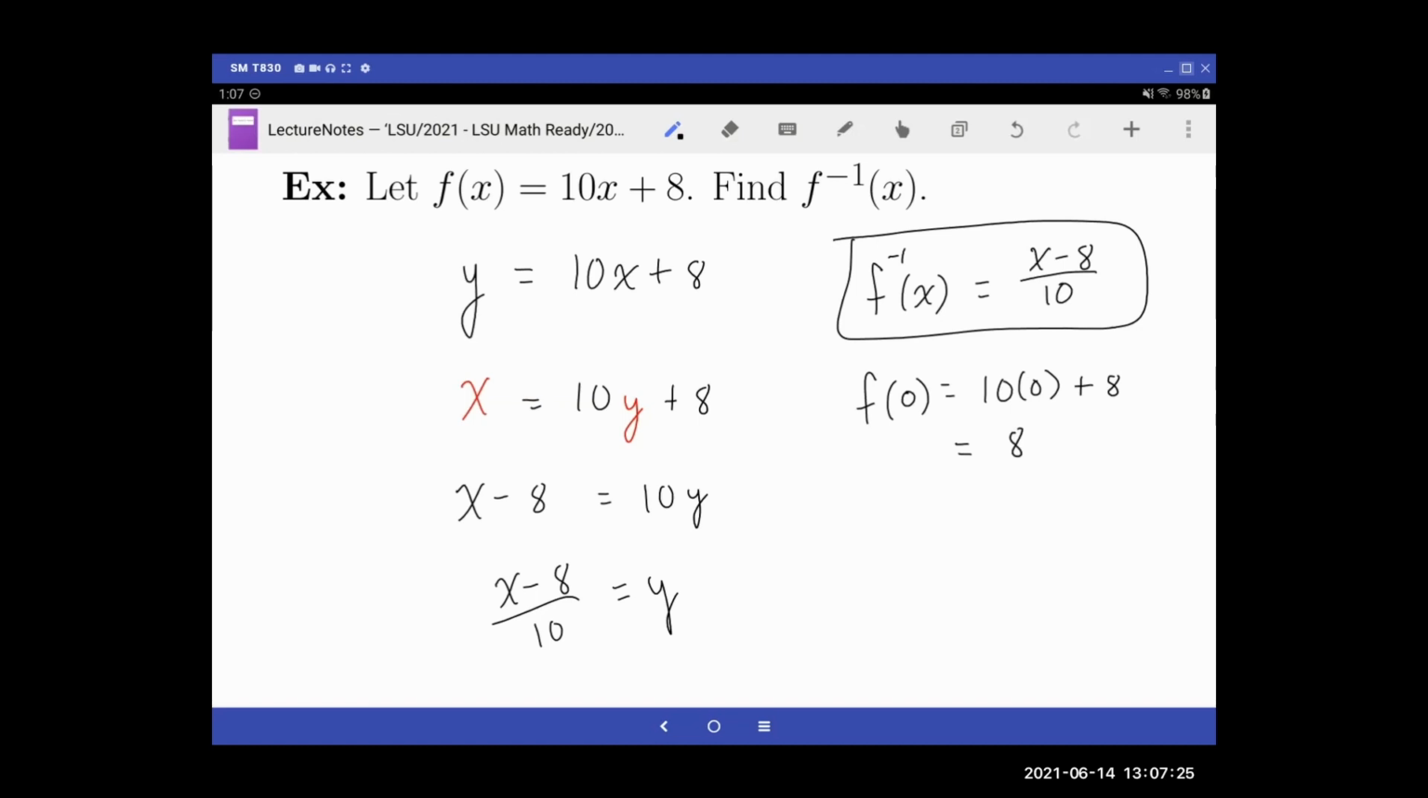Let's say I want to start with that 8, that given y value, and I want to trace it back. What would the x value be for the y value 8? Well, I'll just plug that into my inverse function. 8 minus 8 is 0, that's 0 over 10, which would be 0. Notice it brought me back to whatever I originally plugged in. It's just a return journey home, essentially.